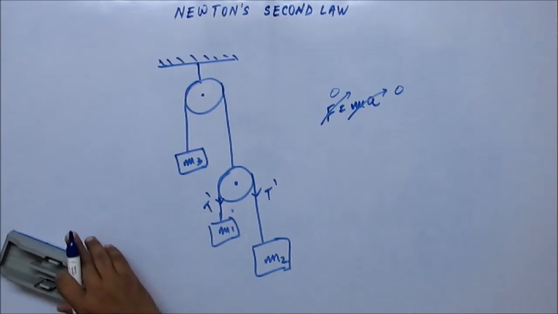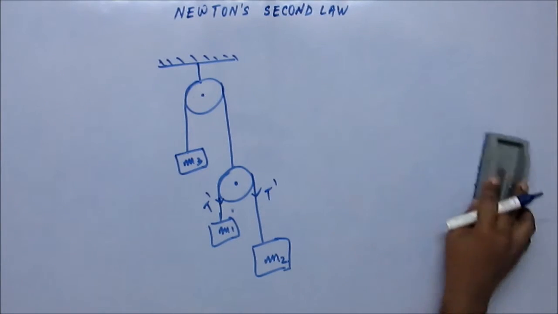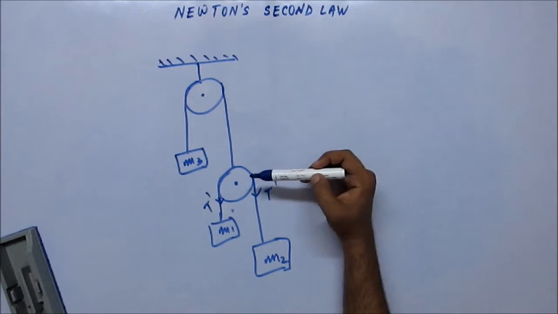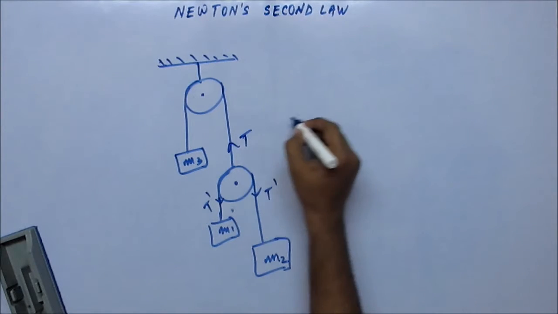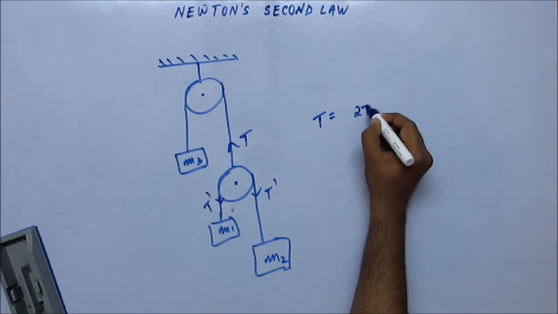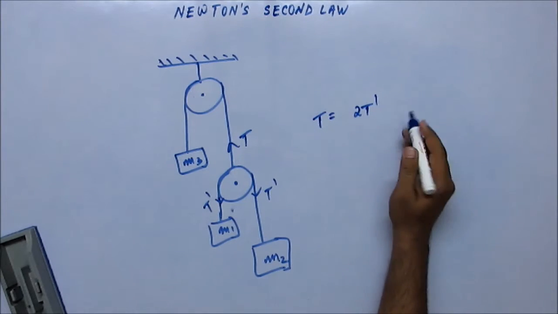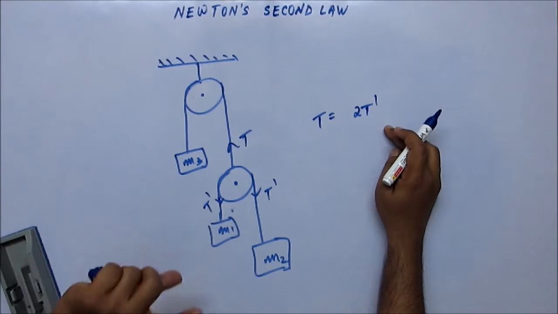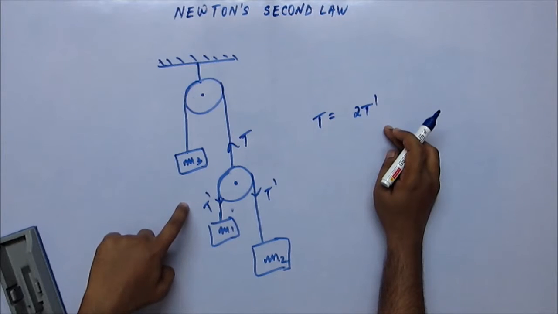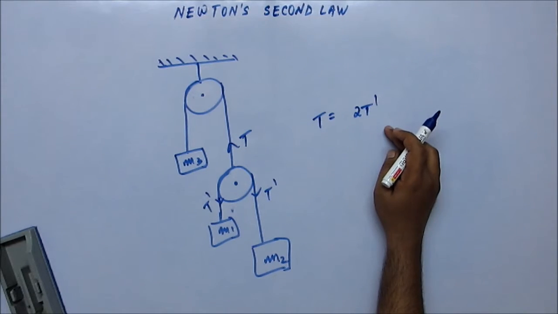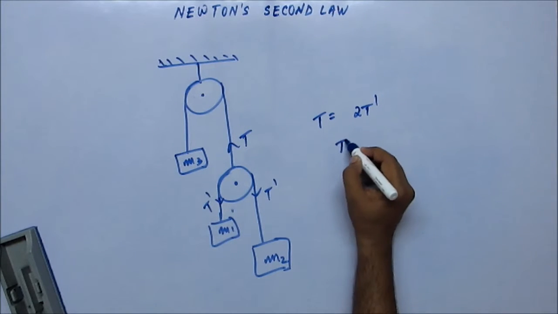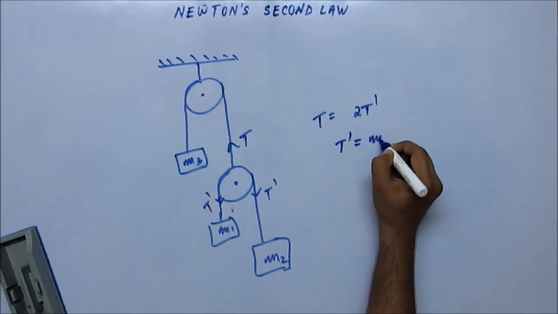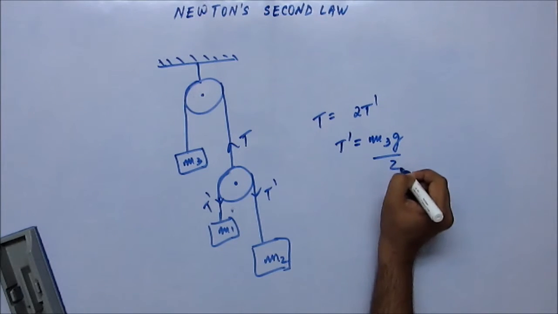So the pulley is massless. I should have told you that right at the beginning. I didn't. My apology. But now I'm telling you that this pulley is massless. If that is the case, then this tension T should be equal to 2T dash. We'll be able to make this equation only if the pulley is massless. That means the net force on this pulley has to be 0. That was a powerful piece of information that I should have given to you. But nevertheless, now T will be equal to 2T dash. That means T dash should be equal to m3g upon 2.